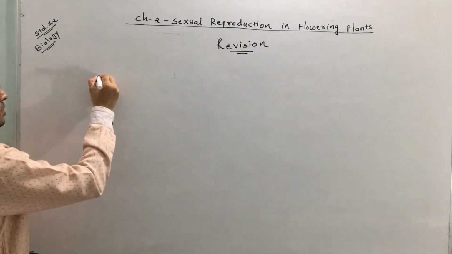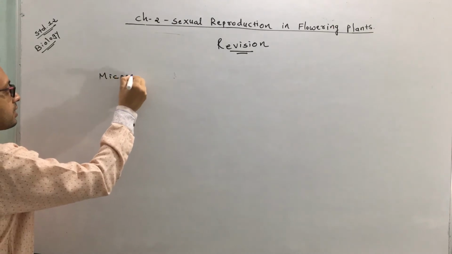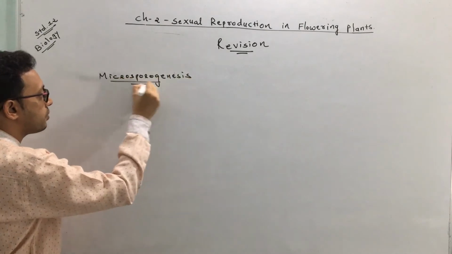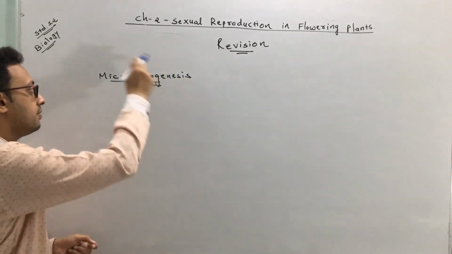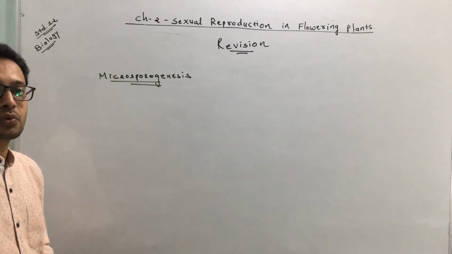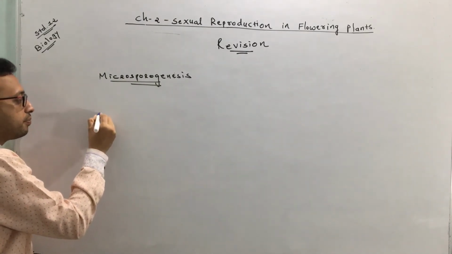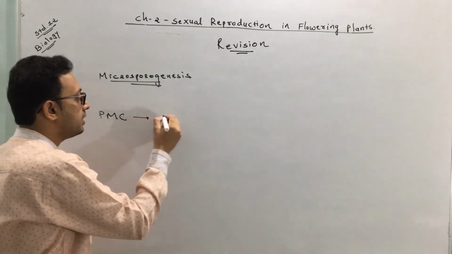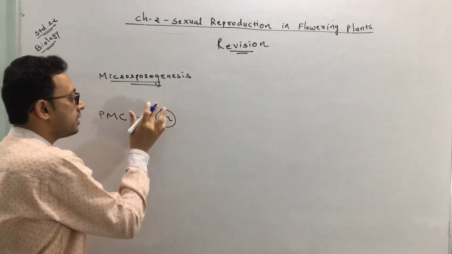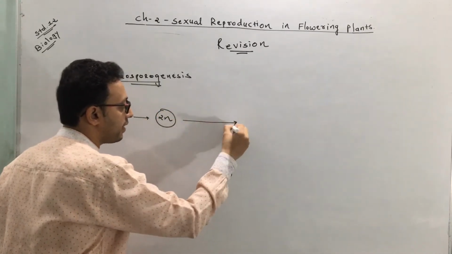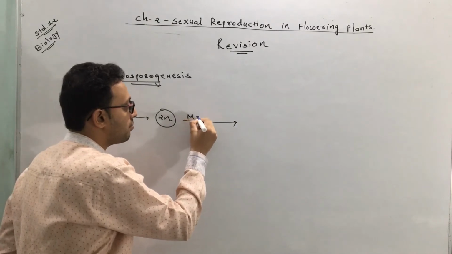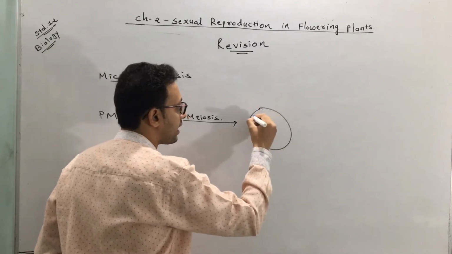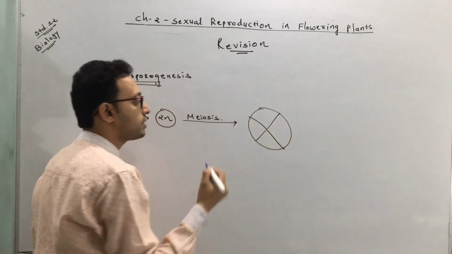See, the process of formation of microspore is called microsporogenesis. So what is microsporogenesis? Genesis means formation of microspore. This is called microsporogenesis. Here the pollen mother cell, okay, this pollen mother cell is diploid in nature, 2N. This pollen mother cell, diploid in nature, divides by a process called meiosis. Okay, and it forms haploid structures. These 4 haploid structures are formed.